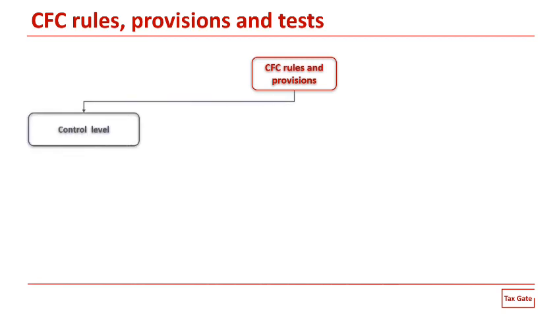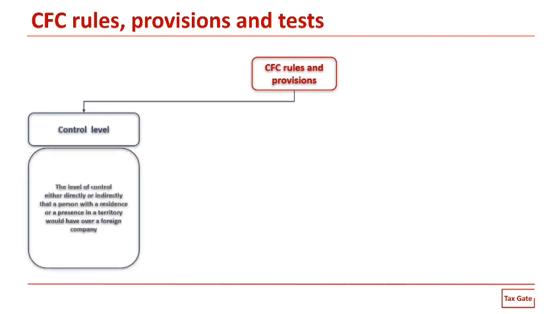First, the level of control over a foreign company. One of the main assessments to identify a controlled foreign company is the level of control, either directly or indirectly, that a person with a residence or a presence in a territory would have over a foreign company. Also, it would depend on each jurisdiction which percentage of control would be sufficient for a company to be defined as a controlled foreign company.